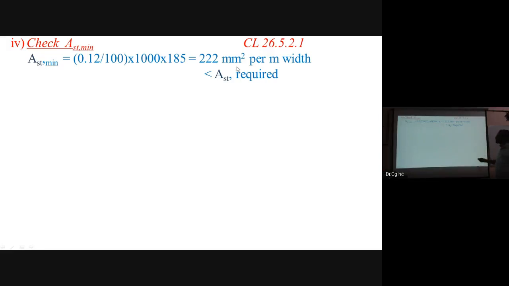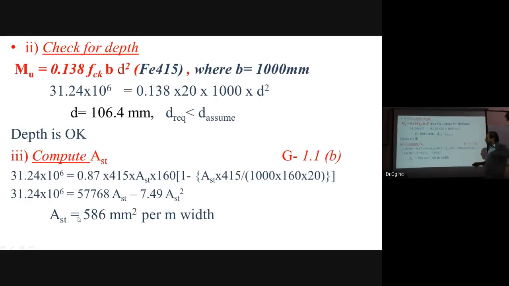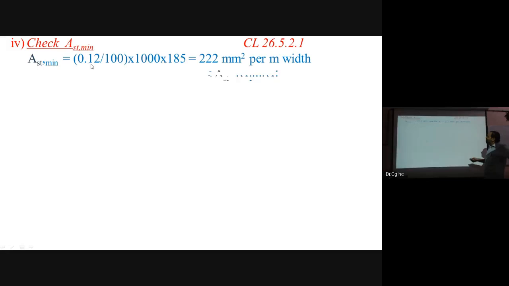Now AST minimum according to the guidelines of the codal provision IS 456:2000 is this much, and we must provide at least this much. But fortunately, we have calculated the area of steel required for resisting the moment as 586. We got 586. Minimum steel required as per the codal provision is 222, isn't it? Therefore, our design is safe. Therefore, now we need to provide this.